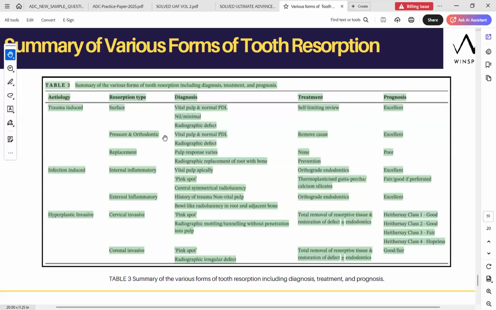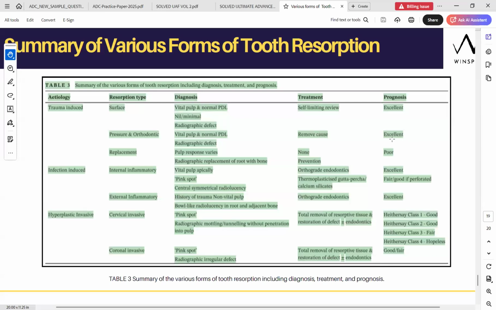Then your pressure kind can be because of physiological pressure, or pathological pressure, or because of orthodontic pressure. You have to remove the cause: in orthodontics, 6 months cessation; in neoplasm, cyst or impacted teeth, remove that. In physiological, you don't need to manage it. The tooth will exfoliate on its own.